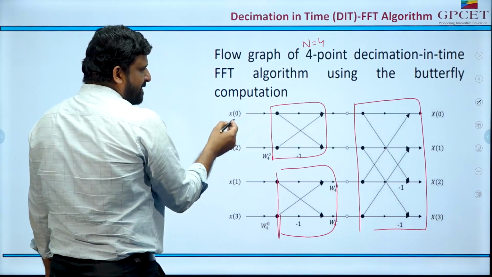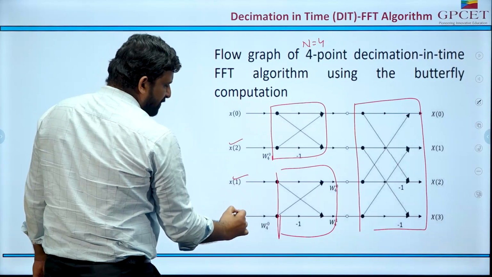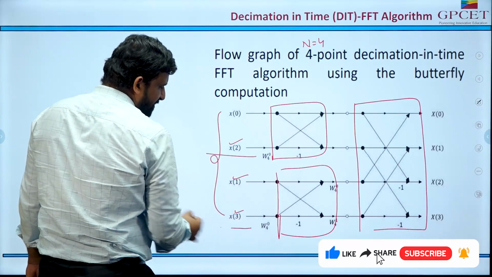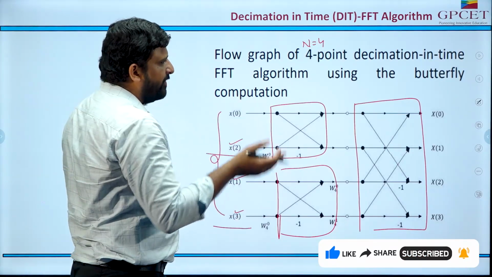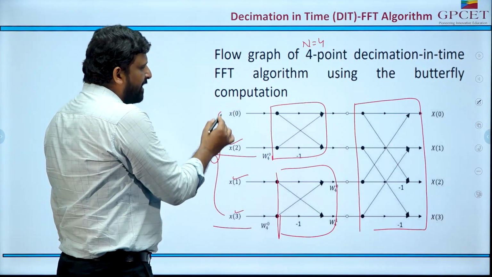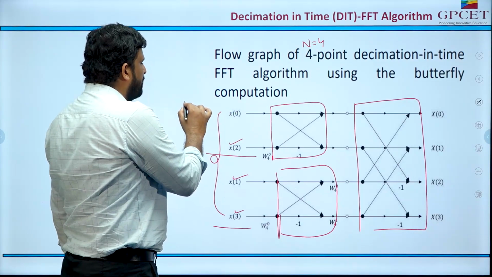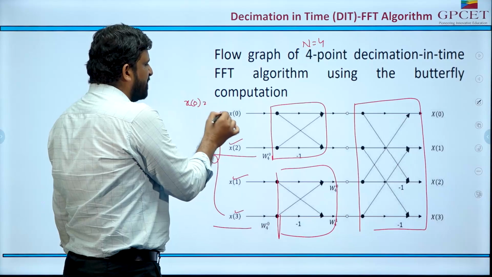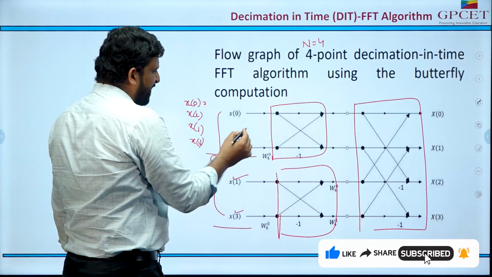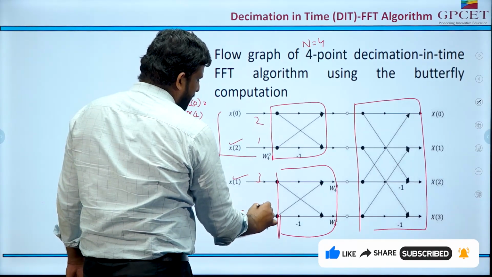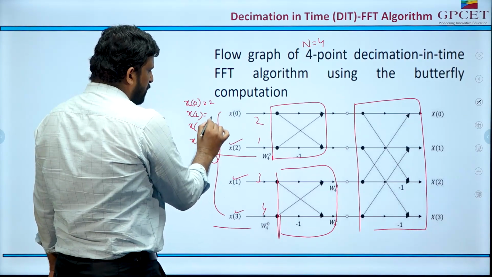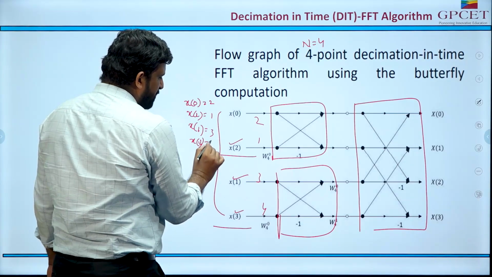Bit reversal. Bit reversal means x of 0, x of 2, x of 1, x of 3. After doing the bit reversal, this is the input sequence we are going to get. First the even part, second the odd part. So whatever sequence they are giving, we need to bit reverse, and finally after getting the values, carefully we have to give the values to the respective sequences: x of 0, x of 2, x of 1 and x of 3. For example, if I get the values 2, 1, 3, 4, you have to assign x of 0 is equal to 2, x of 2 is equal to 1, x of 1 is equal to 3, x of 3 is equal to 4.